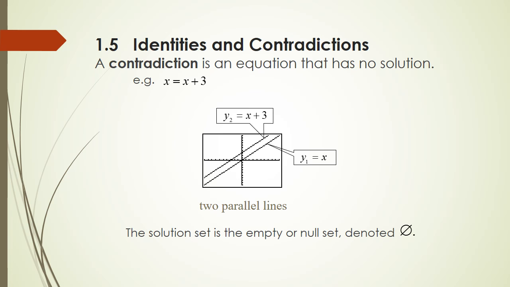The solution set is called the empty or null set and is denoted by a symbol that looks like a 0 with a slash through it. Don't just use 0 because that would indicate that the solution is 0. A 0 with a slash through it is the null set or the empty set.